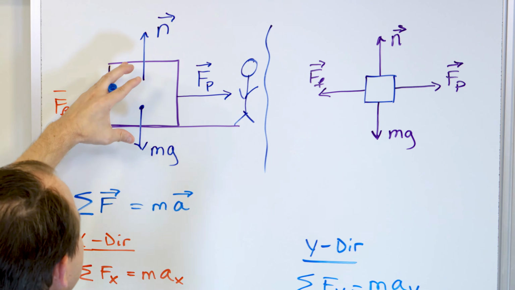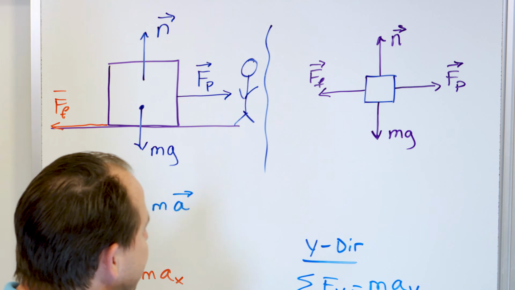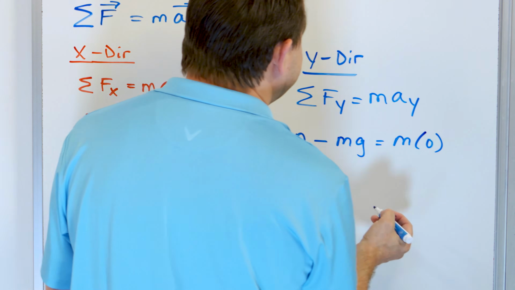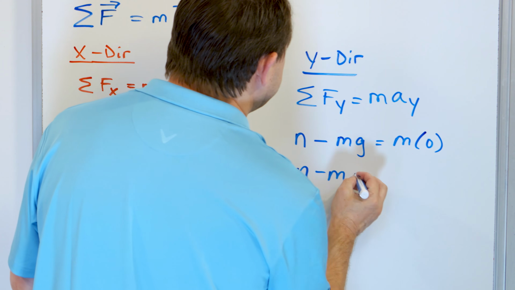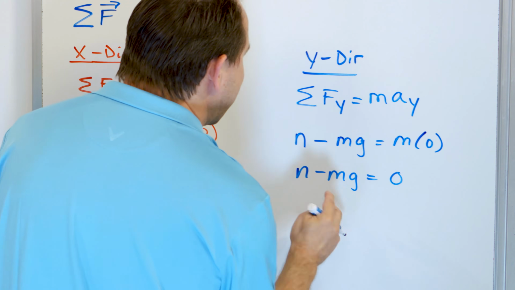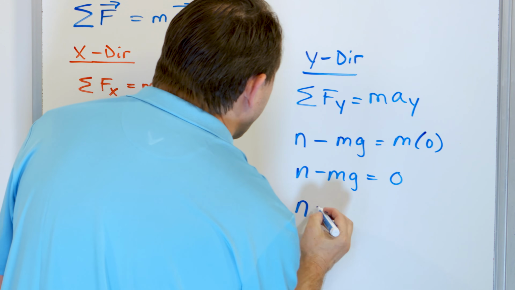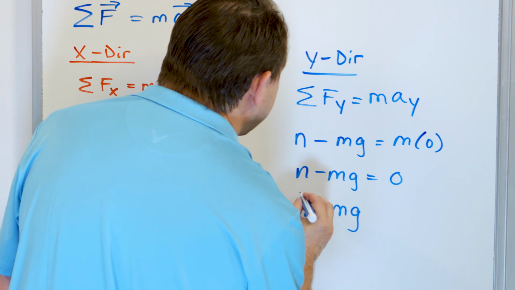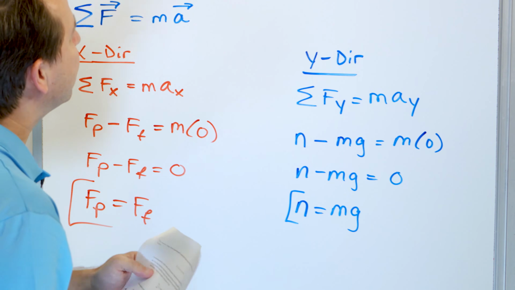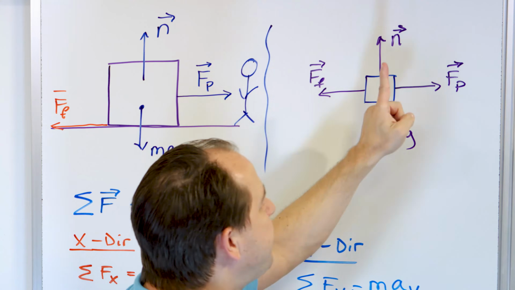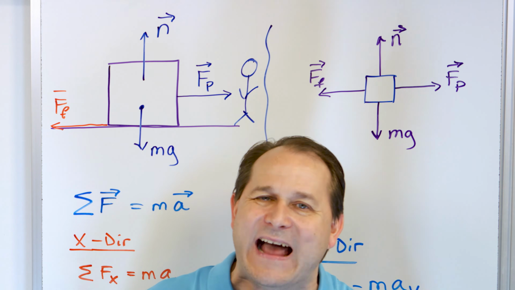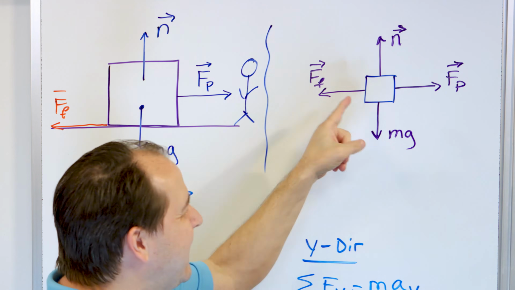This thing is sitting on the ground. It certainly is not accelerating up or down. So again, the acceleration is 0. So n minus mg is equal to 0 on the right, and we move this to the other. The normal force is equal to the mass times the gravity. What we have figured out is that the normal force acting on the box from the ground is exactly equal to the weight of the box.